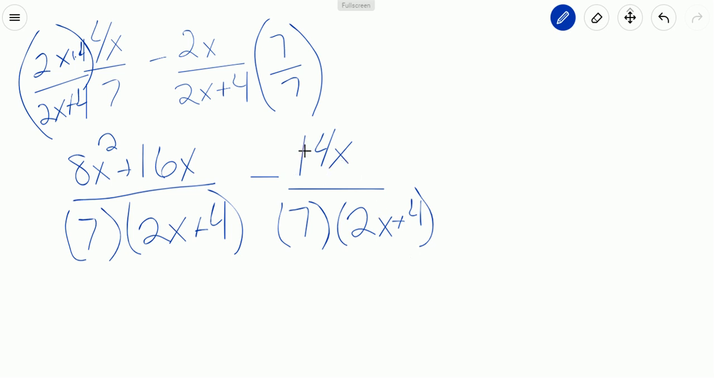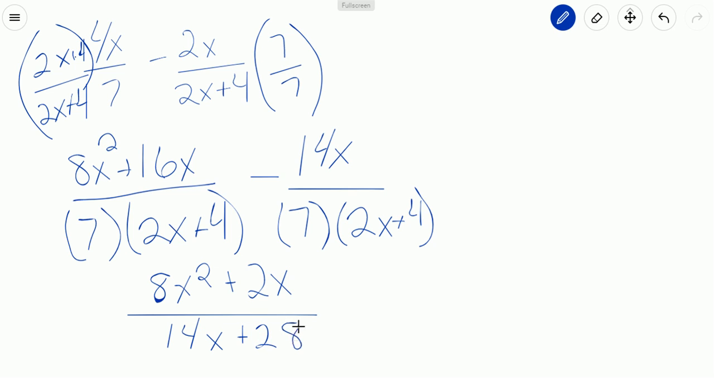So 14x we can subtract from that 16x because they're both just an x term. The 8x squared we can't do anything with because it's different. So 8x squared plus 2x. Now on the bottom, we're going to be combining these. So now we're just going to have 7 times 2x plus 4. So I'm going to distribute this 7 into here. So we have 14x plus 28. So we're not done yet.